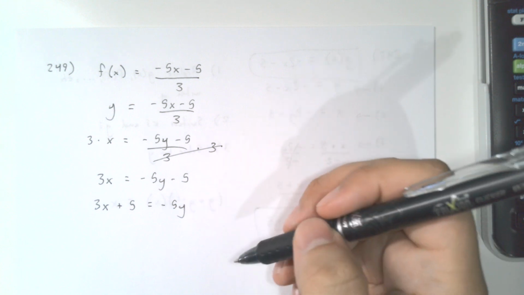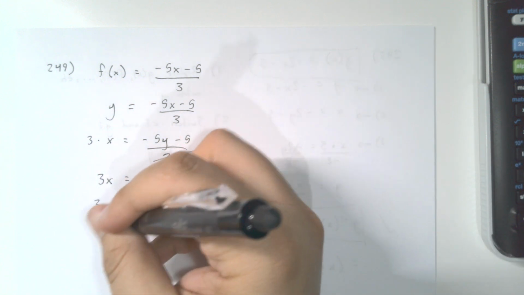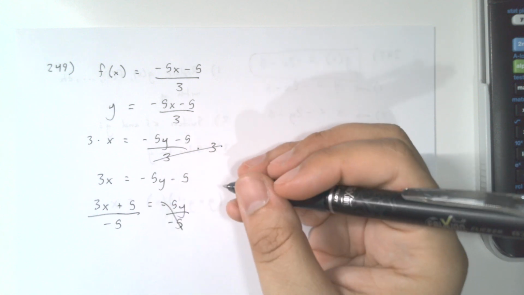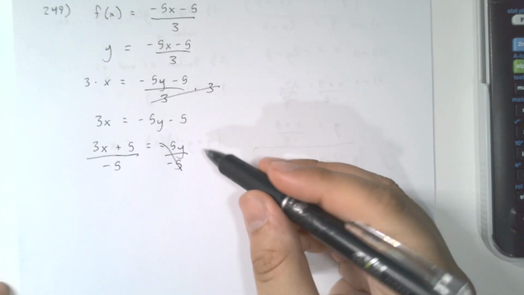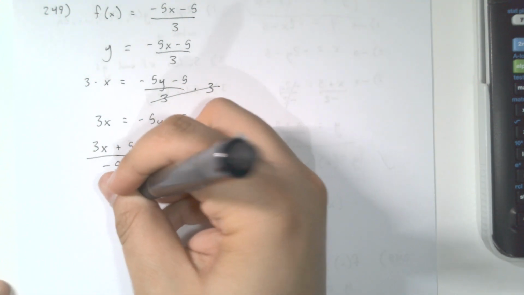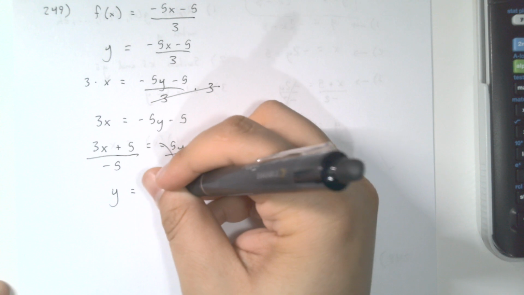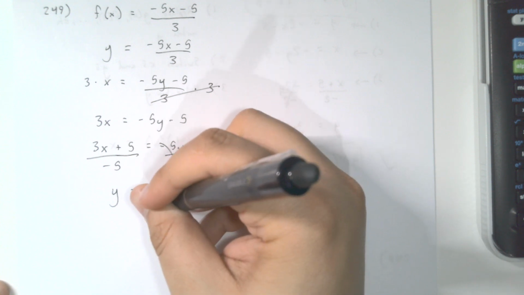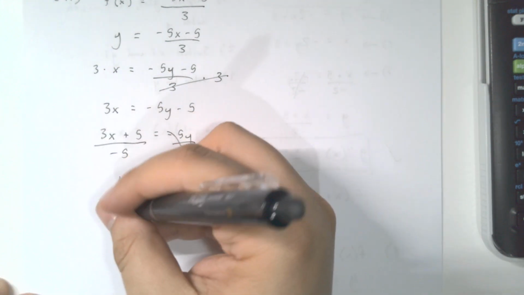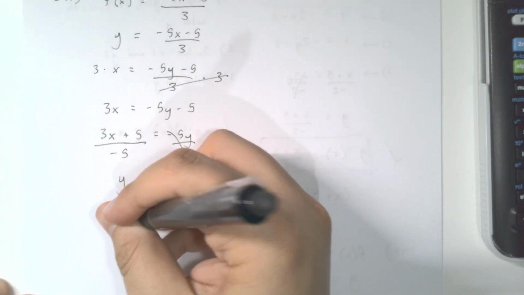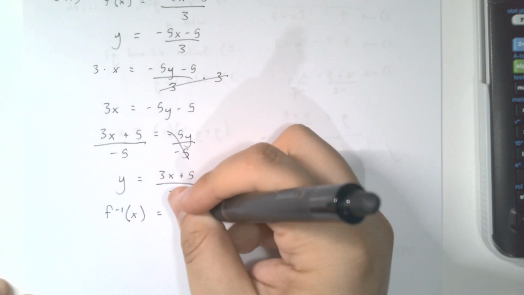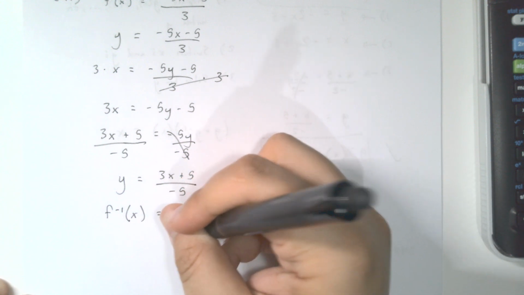And then dividing by negative 5 on both sides cancels out the negative 5s. And again, to write this in a more familiar form, we do have the y by itself. We have y is equal to 3x plus 5 divided by negative 5. And so we claim that f inverse of x is equal to 3x plus 5 divided by negative 5.